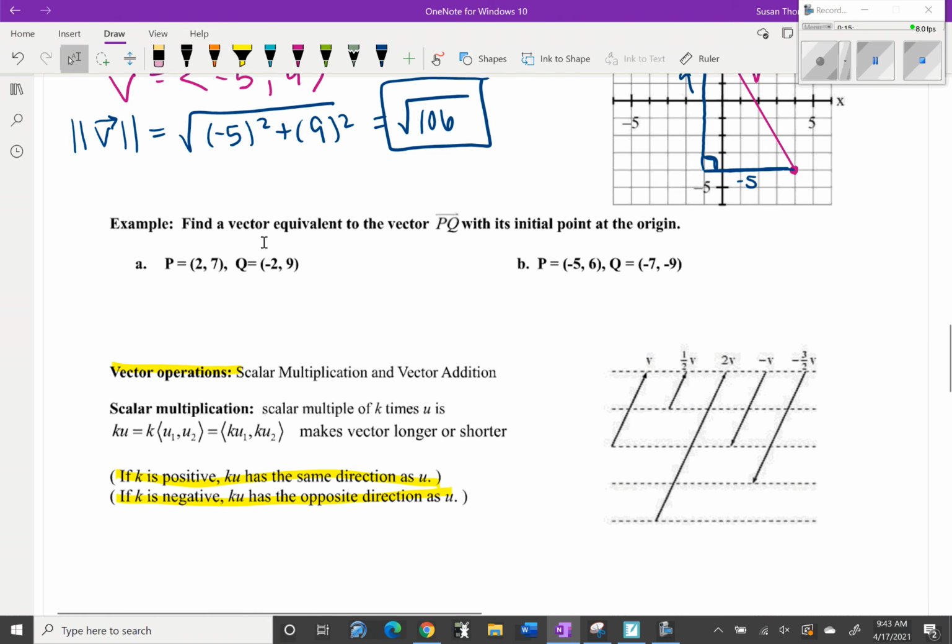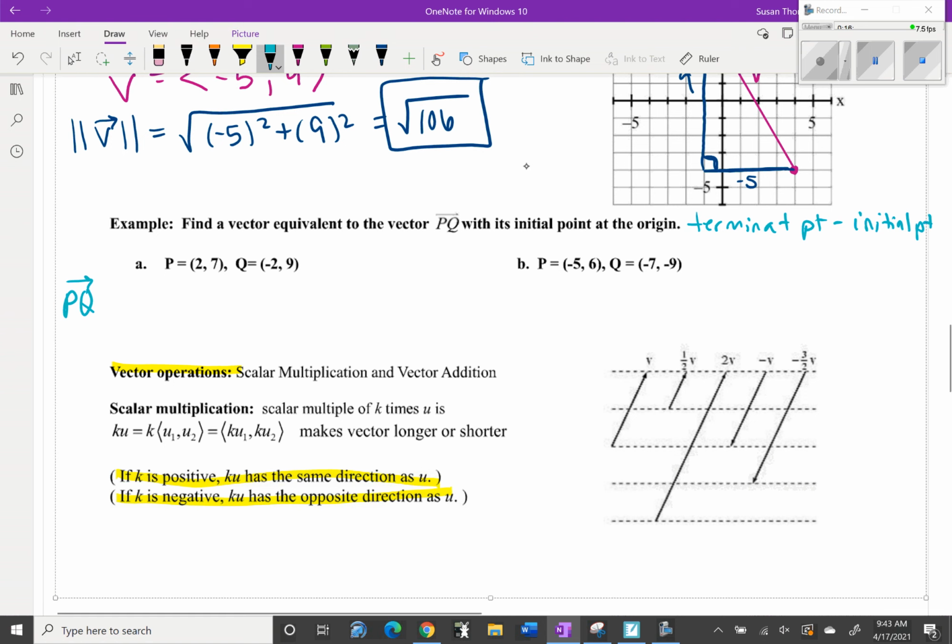It says, example, find a vector equivalent to vector PQ with its initial point at the origin. So if we want the initial point at the origin, we're basically looking for our component form. So again, we're going to do the terminal point minus the initial point. So over here, it told us that the initial point is P and Q is the terminal point because, again, the order that it's in is PQ. So the first letter is always where you're starting.